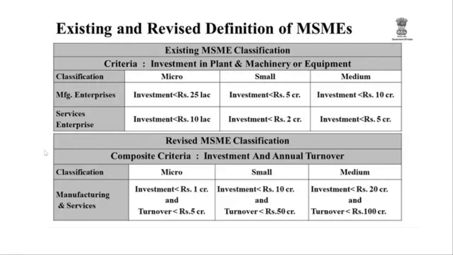So the existing and revised definition of MSME. This was the old one. Just for reference, you can see this is the correct one. Previously, it was divided between manufacturing and services. Now it has been clubbed. Both manufacturing and services have the same criteria. If you want to call it a micro industry, then the investment has to be less than 1 crore and turnover should be 5 crore. Turnover is different, investment is different. Turnover is how much money you make.